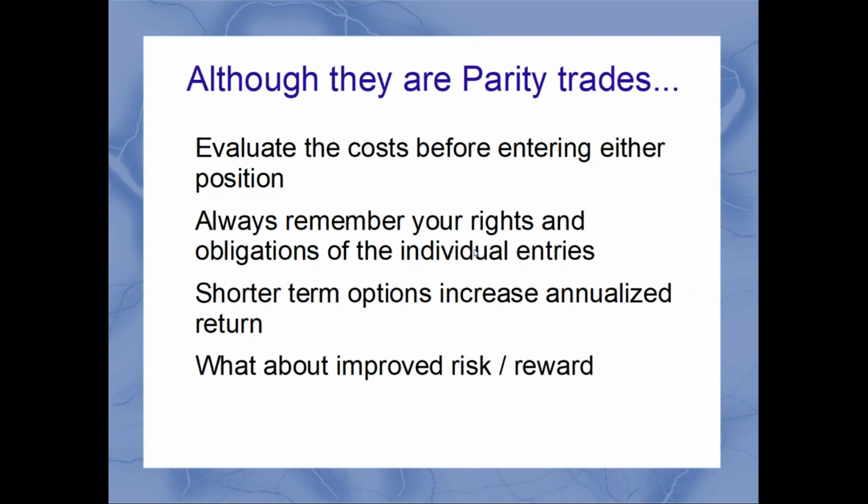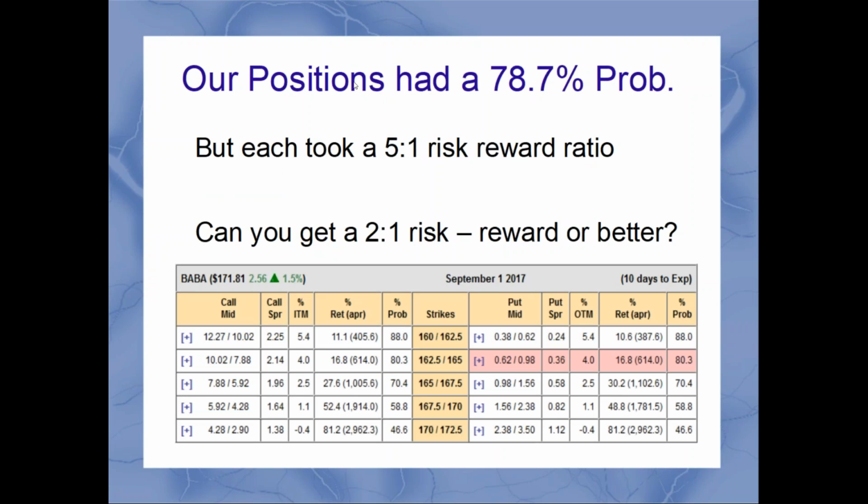Now, what about improved risk reward? Touching a little bit on the difference in strike prices. Remember that the positions we saw for Alibaba, both the bull call debit and the bull put credit, had a probability above of 78.7%. But in each one, we were looking at about a 42 cent maximum return on a debit of 208 or 209. It's a 5-to-1 risk-reward ratio. Well, can you get a better risk-reward ratio?